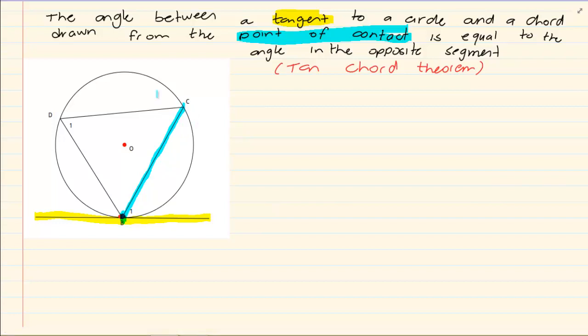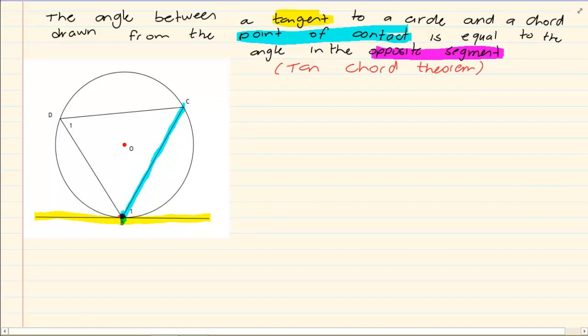Now in this drawing we have two chords. If you look, DB is also a chord that is touching point B and the tangent. So they could be referring to any of these ones. Then it says it's equal to the angle in the opposite segment.